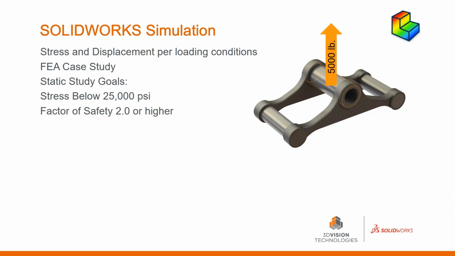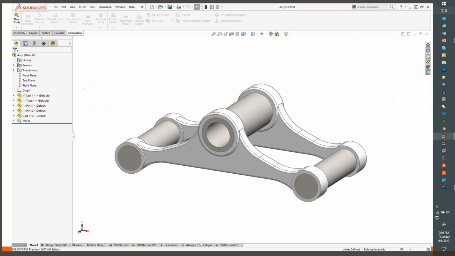The first model I want to look at is these trunnion components, two cast arms and some pins. I'm going to put a 5,000-pound load on this, pull upwards on it, and hold it on either side. We really want to keep our stress below a certain value and our factor of safety at 2.0 or higher. So let's jump into SolidWorks and take a look at this.